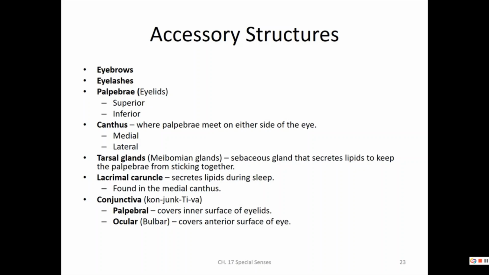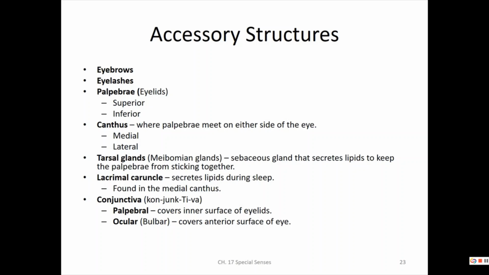There's an upper and lower, superior and inferior palpebrae. We'll see that in a moment. The canthus, that's where your palpebrae meet. There's a medial and lateral canthus where the superior and inferior palpebrae meet. Inside the inner lining of the palpebrae, there are the meibomian glands or tarsal glands. They are specialized sebaceous glands. They make lipids to keep the palpebrae from sticking together. And when they get infected, the ducts become infected and trapped. You end up getting a sty.